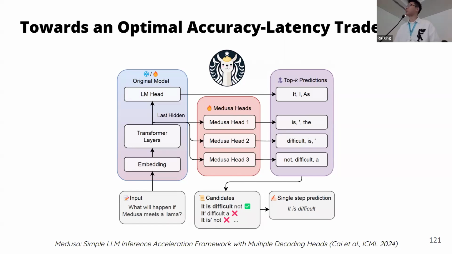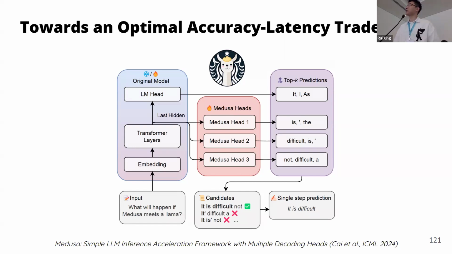And the famous one is Medusa, right? We introduced it before in part 2. The left part is the original large language model, right? It contains the embedding layer, a few decoder layers, transformer layers, and lastly, we get a language modeling head. It translates the representation from the last hidden layer into some semantic tokens.